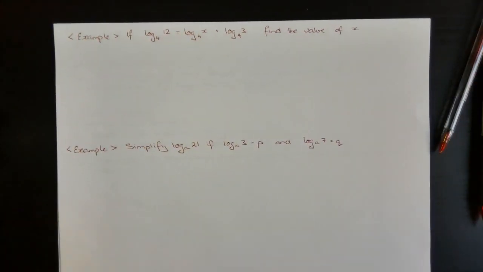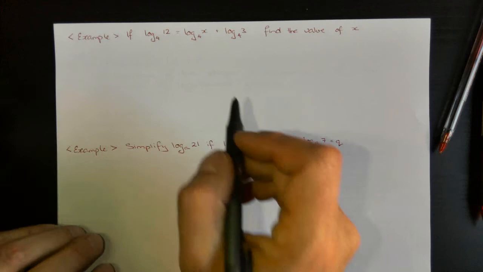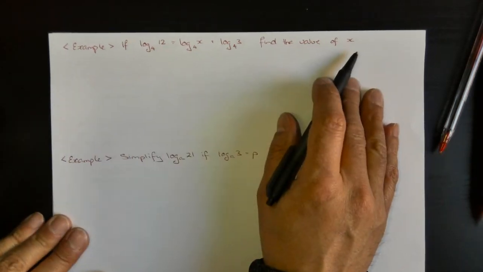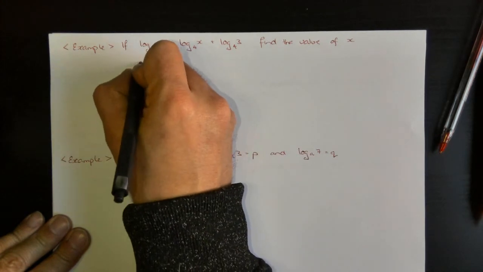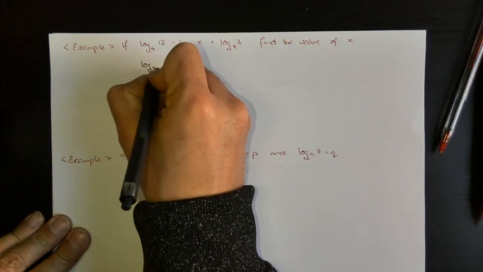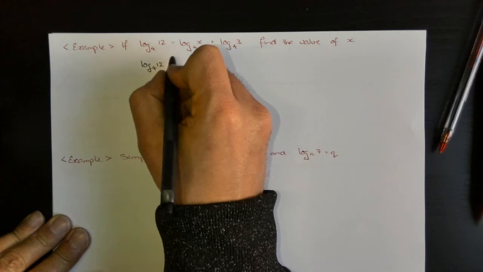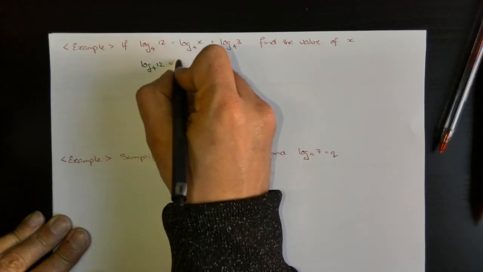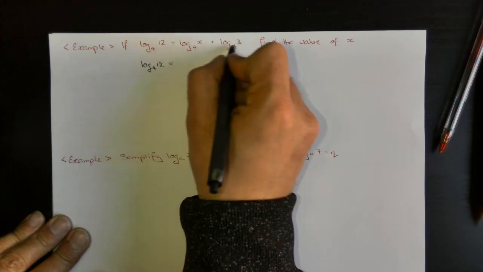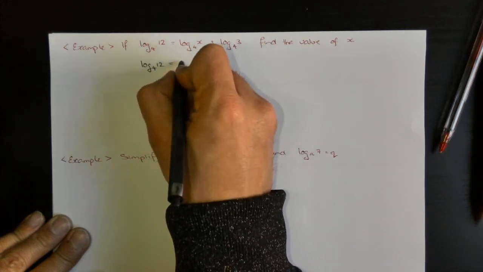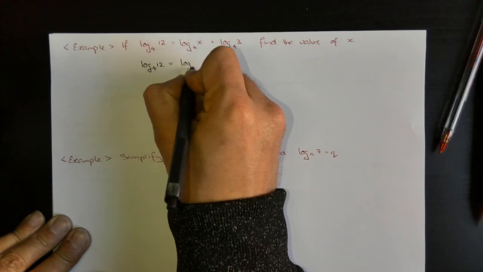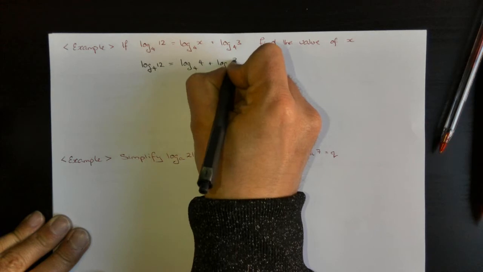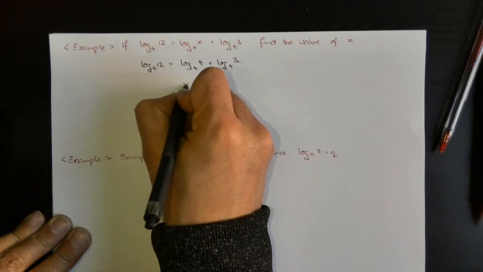Two more examples. If log base x of 4 plus log base x of 3 equals log of 12, we want to find the value of x in this situation. We're looking at what 2 numbers multiply to get 12, because it's the sum. So we get log 4 of 4 plus log 4 of 3, so therefore x has to equal 4.